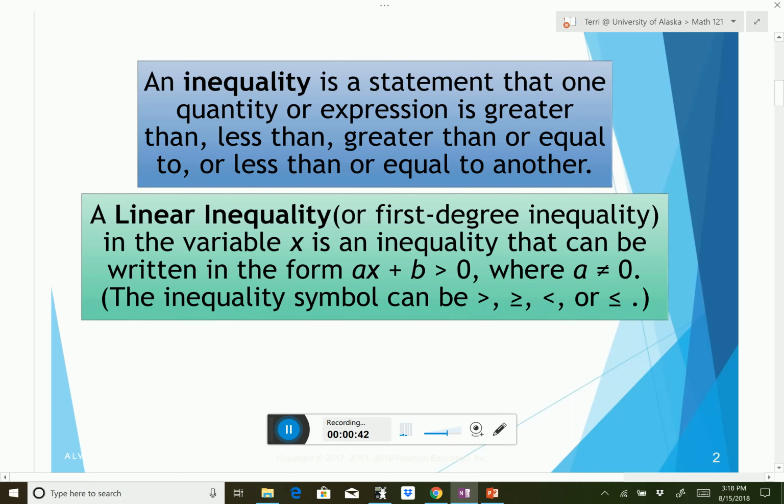A linear inequality is one that can be written this way, and that doesn't mean it is, it just means it can be. Of course a is not 0, because then it wouldn't be a linear inequality anymore. And of course that symbol can be any of the usual symbols: greater than, less than, greater than or equal to, less than or equal to.